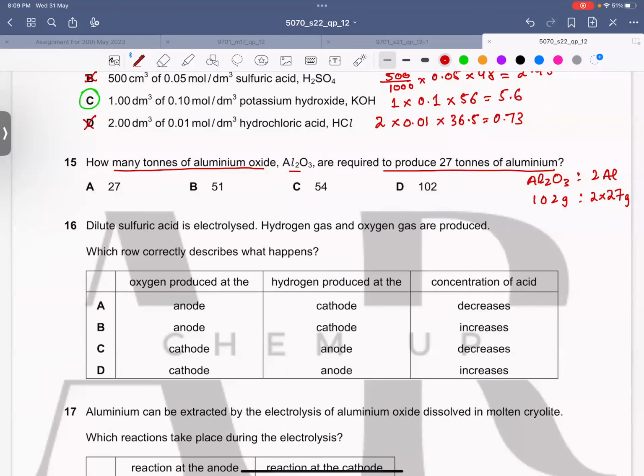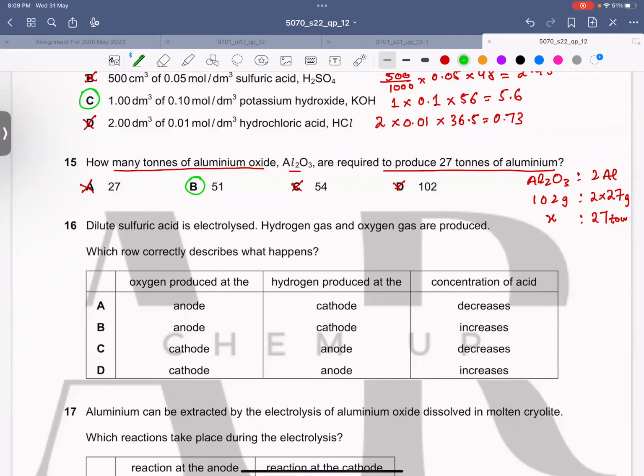And if we need 27 tons of aluminium, the value would be X. And if you find the X, please. So the answer is 51. The answer is 51, yes. So A, C, and D go wrong. If you calculate, we can find it's B. Yes, is this understandable to everyone? Yes, sir. Yes, sir.